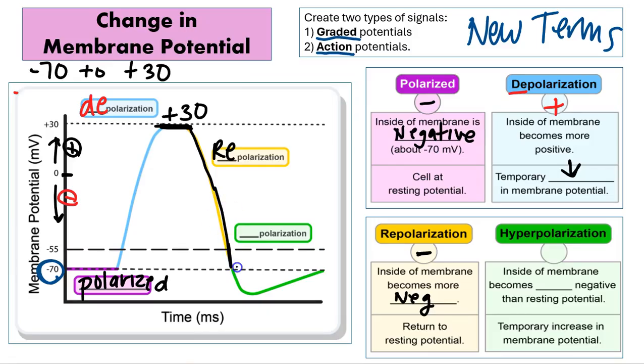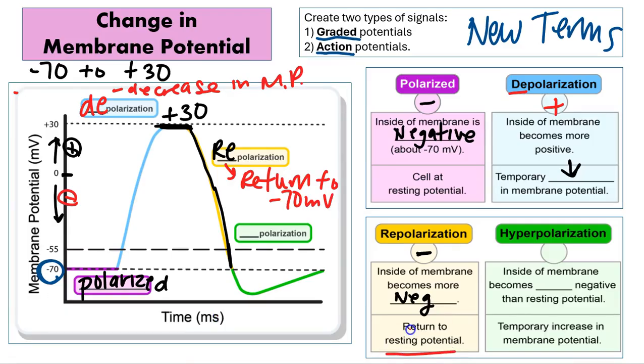So an easy way to remember this is depolarization means you can actually say a decrease in the membrane potential. Repolarization means a return to -70 millivolts. That's what that means. Or you can say a return to resting potential. Either one you want to say, okay?